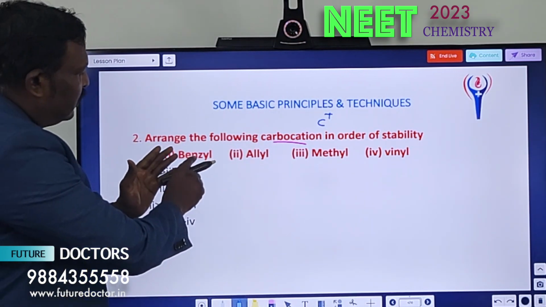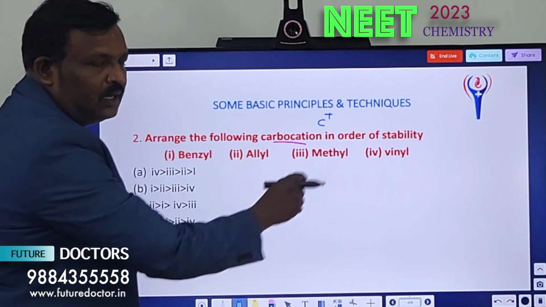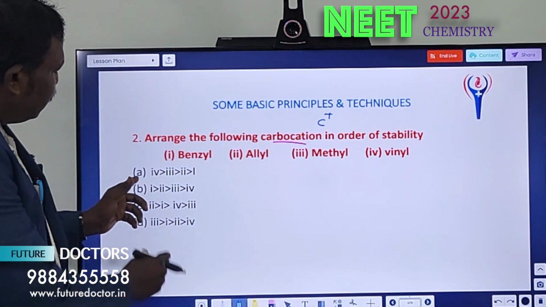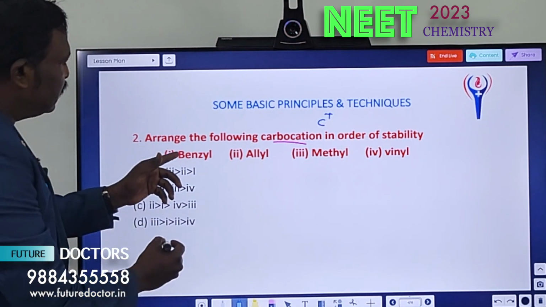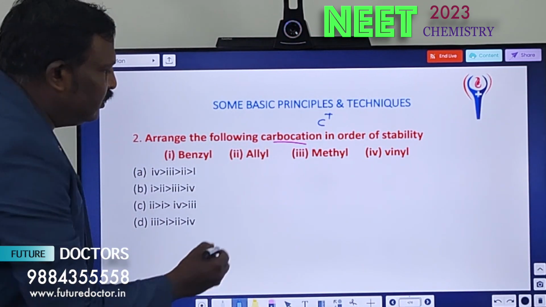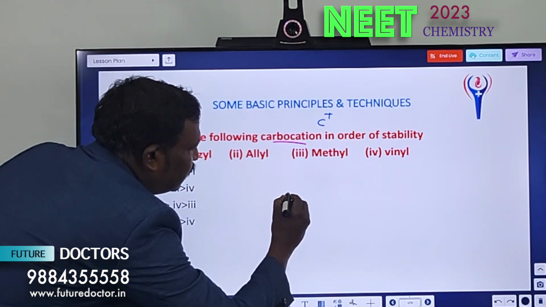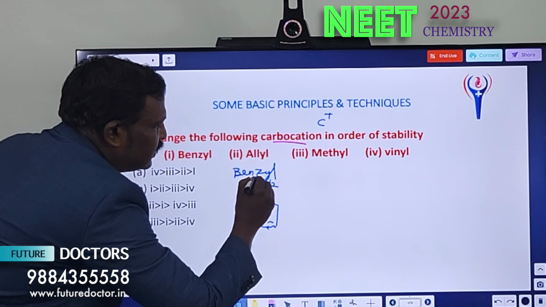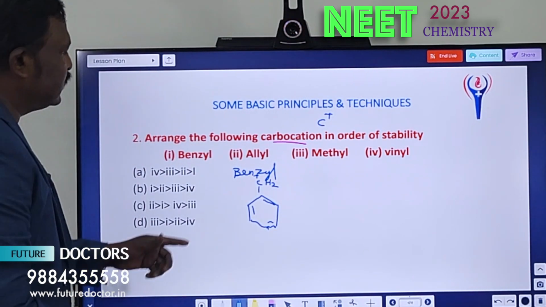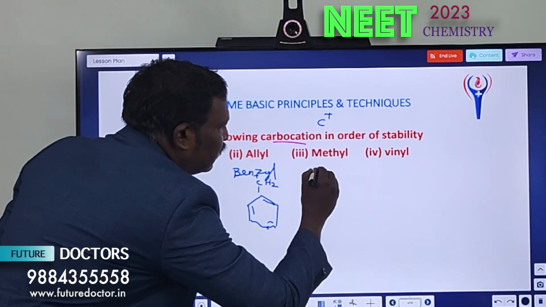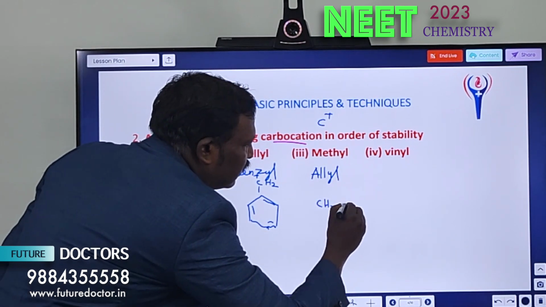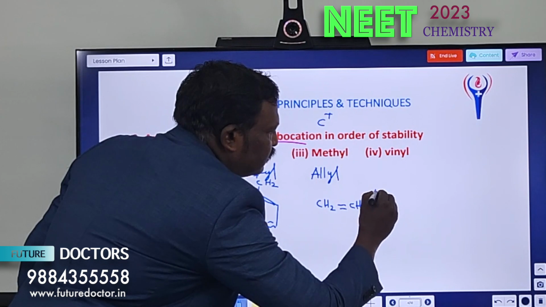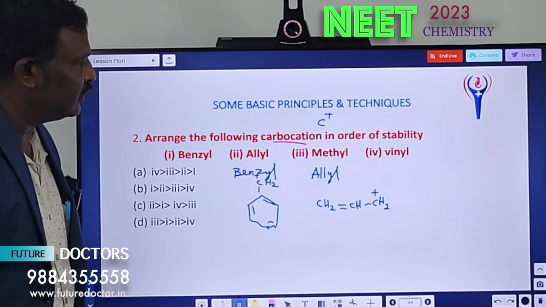They have given benzyl, allyl, methyl, vinyl. So we have to arrange them. Here mostly they give only decreasing order. First you should know benzyl. Benzyl is C6H5CH2+. Allyl means CH2=CH-CH2+, you put the plus charge here. It's called the allyl cation. Understood?